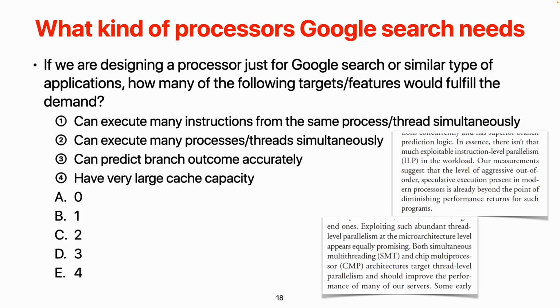So regarding thread level parallelism, what does the paper say? Exploiting abundant thread level parallelism at microarchitecture appears equally promising, right? So what does that mean? They want a processor with rich thread level parallelism. How about branch? Where can you find that in the paper? What about branch? What does the paper say?